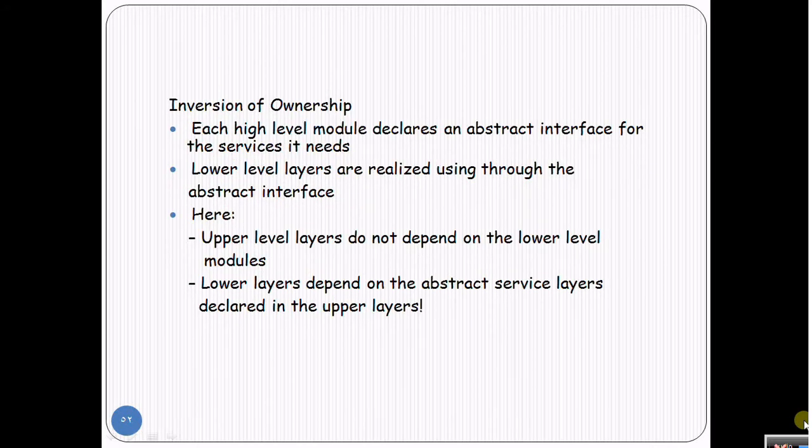Inversion of ownership. Each high-level module declares an abstract interface for the services it needs. Lower-level layers are realized through the abstract interface. Here, upper-level layers don't depend on the lower-level modules. Lower layers depend on the abstract service layers declared in the upper layers.